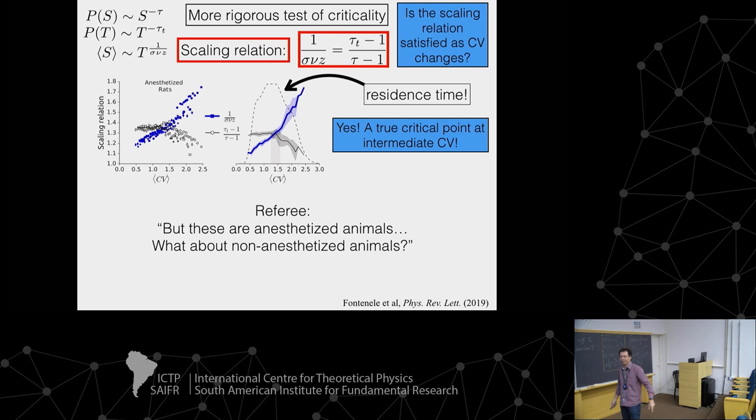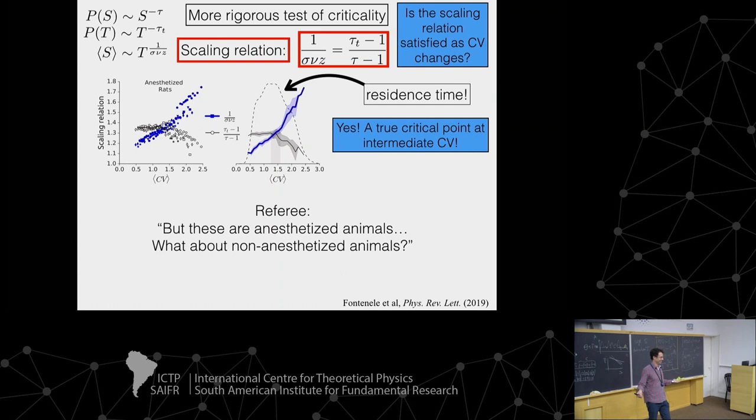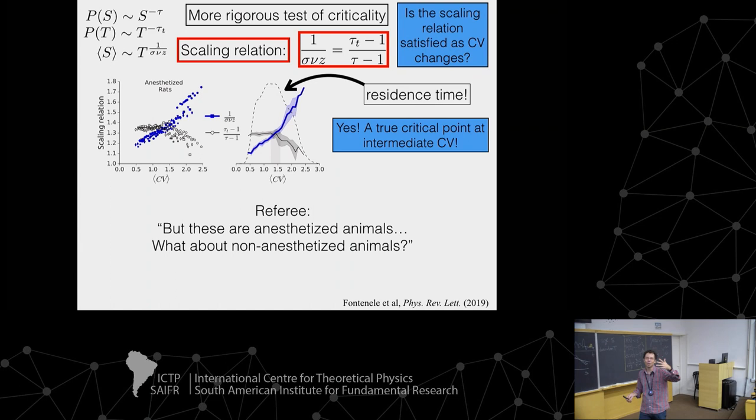That's normal. Once you have a nice result, and I think it's a very nice result, people ask you for more, right? Yeah, that's very nice, but it's only anesthesia. This whole talk about criticality is supposed to be useful, but an anesthetized animal doesn't count.